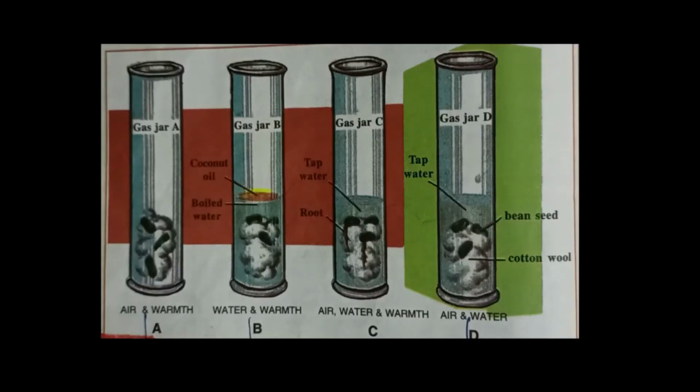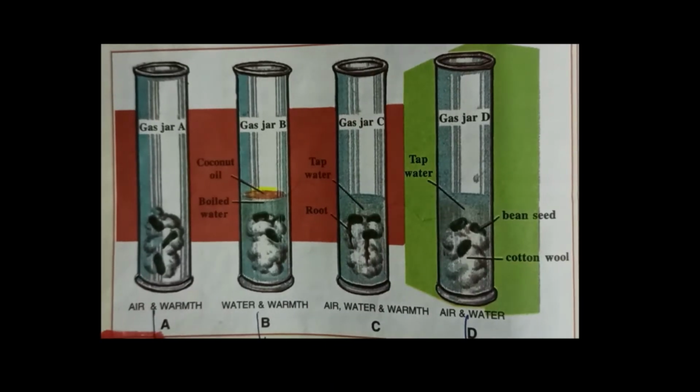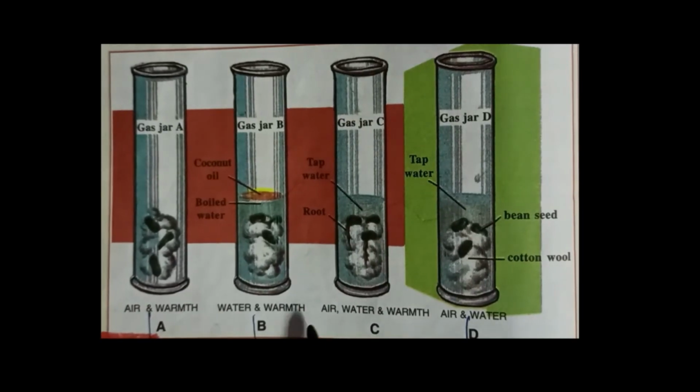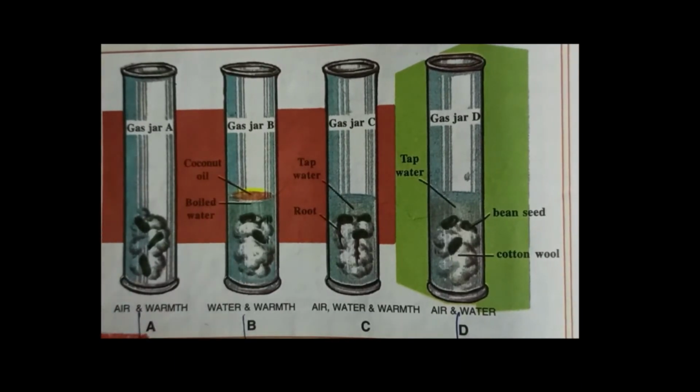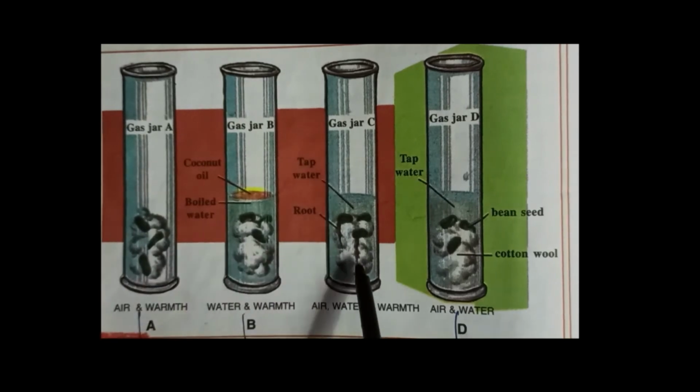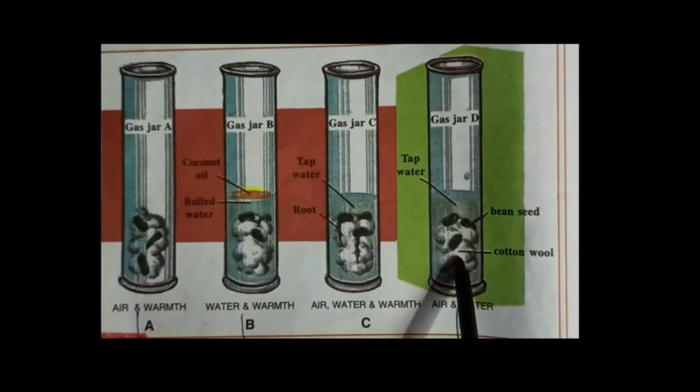Now I am going to describe the conditions necessary for germination. To show that water, air and favorable temperature are the necessary conditions for seed germination, there is an experiment which we perform. For this, take 4 jars, some cotton and a few bean seeds. Now mark the jars as jar A, jar B, jar C and jar D.